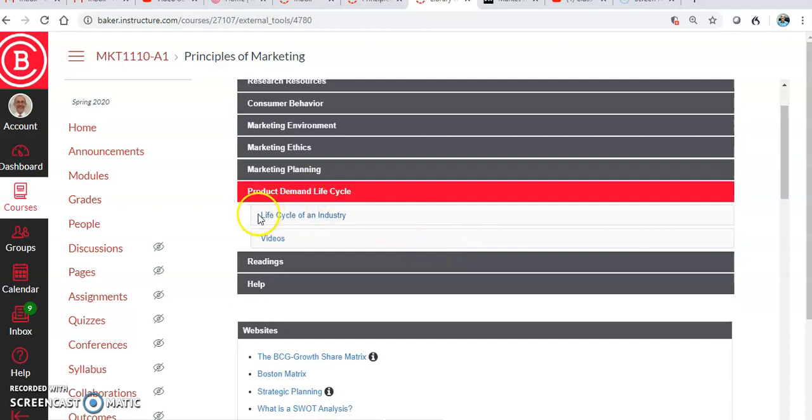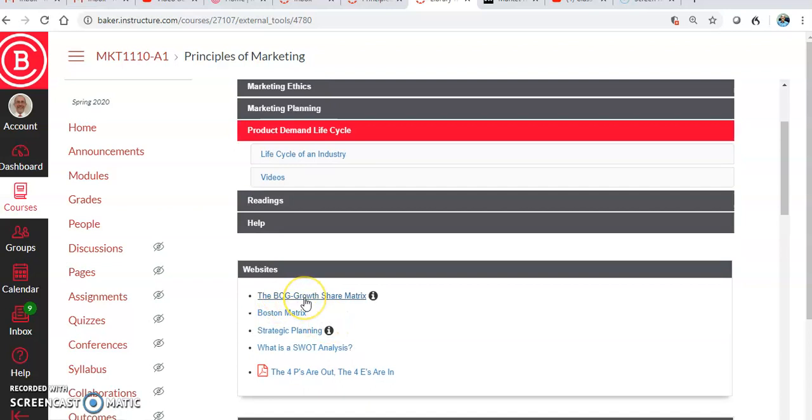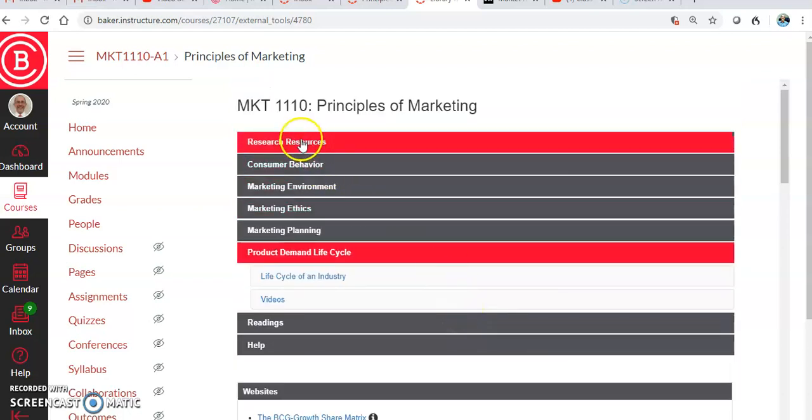And we've got videos. The Boston Consulting Group growth matrix, you're going to have to look at that. So a lot of resources in here.